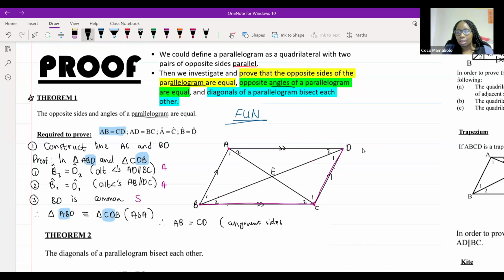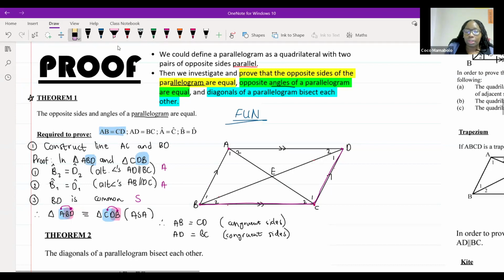Sides. Okay, then we can also say that BD is common. Let's look for that last one. That means side AD is equal to which side? AD is equal to BC. Good. BC. And again, because of congruent sides, we know that AD is equal to BC.